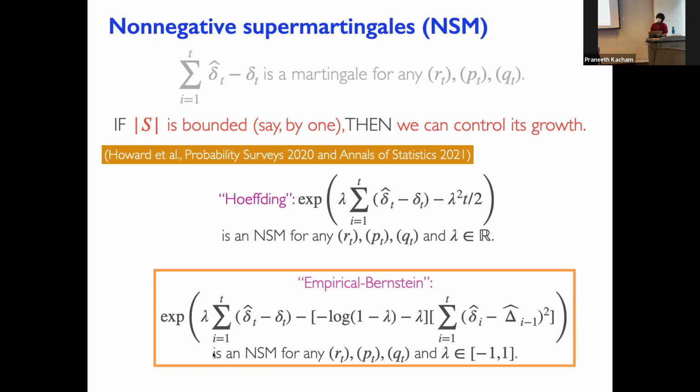So it turns out that this is also a non-negative supermartingale for any R_t, P_t, and Q_t. Here you have to restrict lambda's range a little bit because of the log. Why is it called a supermartingale? It's negative, so it should be a submartingale. No, this process is a supermartingale, which means that if I take its expectation at t steps, conditioned on t minus 1 steps, then it's going to be smaller than it was at the t minus 1 step. What Danny is saying is that it should be submartingale.